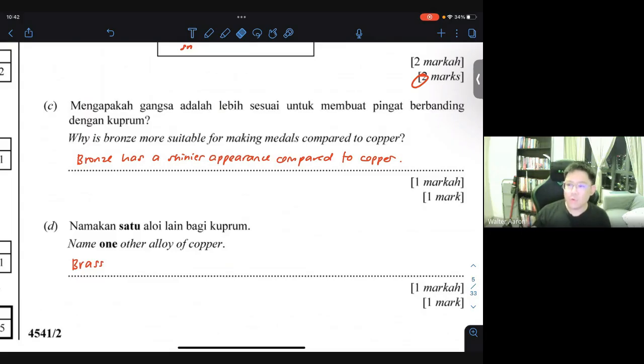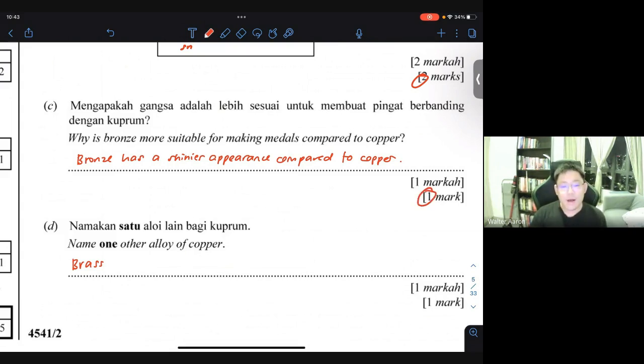If you win a particular competition, say in a race, obviously you want to win a medal which is shiny. You're going to put it on your neck, and you'll be proud of it. So bronze, being an alloy, should have a nicer and shinier appearance compared to its pure metal, which is copper. Once you indicate that there's a nicer physical appearance compared to its pure metal, most likely you'll be able to get 1 mark here.